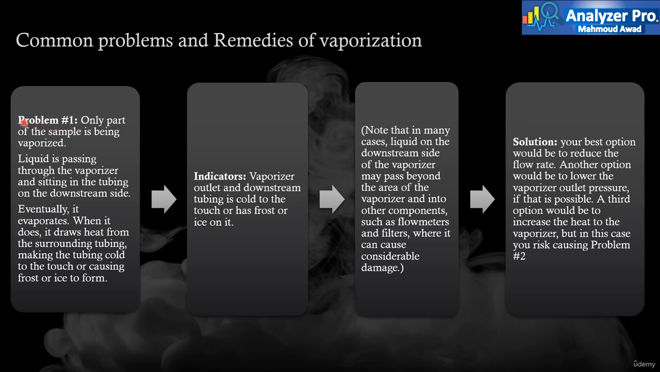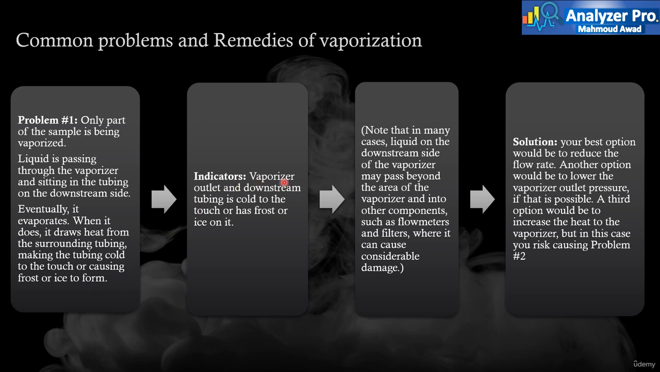There are two possibilities when the sample is fractionating instead of vaporizing, with problem number 1 being the more common. Problem number 1, only part of the sample is being vaporized. Liquid is passing through the vaporizer and sitting in the tubing on the downstream side. Eventually, it evaporates. When it does, it draws heat from the surrounding tubing, making the tubing cold to the touch or causing frost or ice to form.